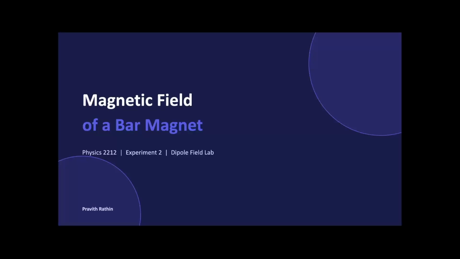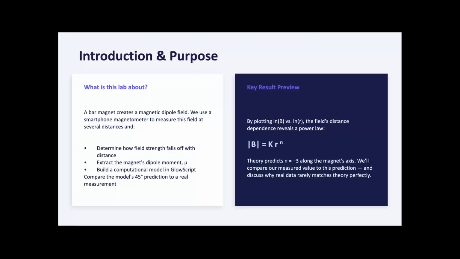Hi, this is my video lab report for experiment 2, magnetic field of a bar magnet. I'll walk through the experiment, the physics behind it, my data analysis, my computational model, and the comparison between the two. The purpose of this lab was to measure how the magnetic field of a small bar magnet depends on the distance and use that to determine the magnet's magnetic dipole moment.